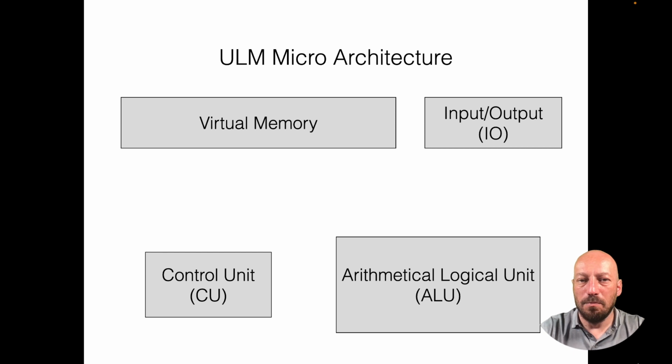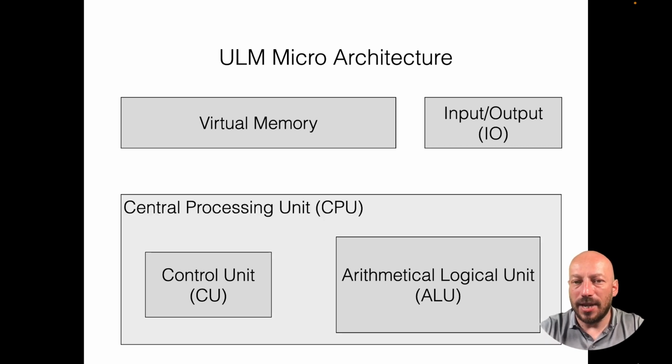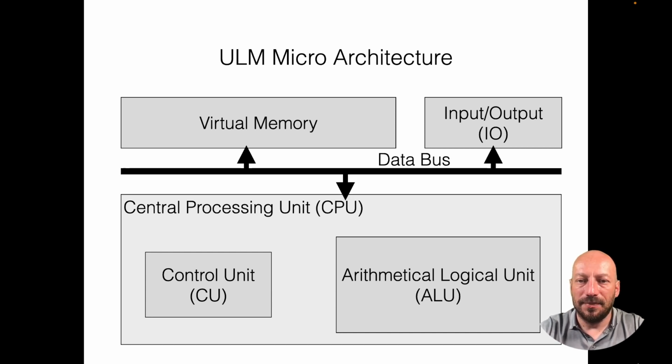These are the components of the microarchitecture that are available in the ULM Generator. I will describe their functionality later in a bit more detail, so that you know what kind of features can be provided in your instruction set architecture. Now I think it's helpful to have an idea how these components are connected with each other and how they can interact. The ALU and the so-called control unit are part of the CPU, and the CPU is connected with the virtual memory and the I/O devices with a data bus.